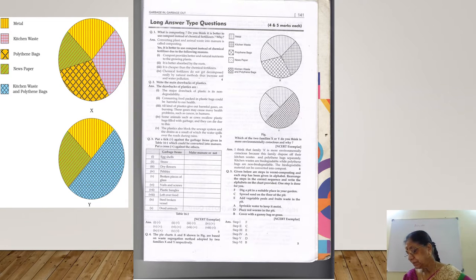Then broken pieces of glass cannot be converted, cross. Then nail and screw, nails cannot be converted at all, no way, so cross. Then plastic bangle, cross. Leftover food can be converted into compost and manure, so tick. The ninth one, steel broken vessel, cannot be converted, cross. The last, dead animals can be converted into compost, so tick.